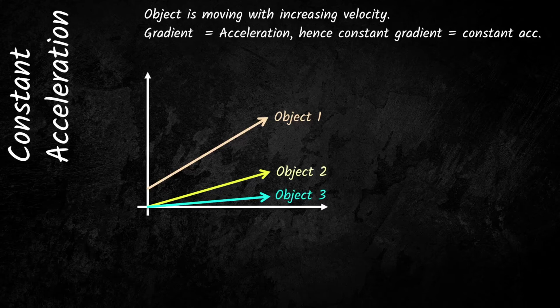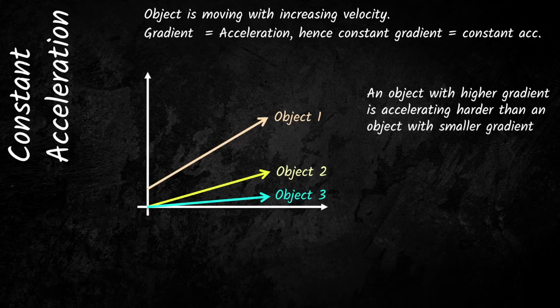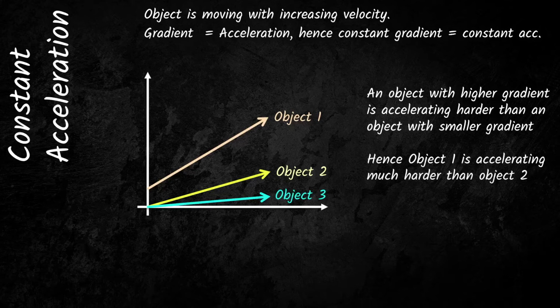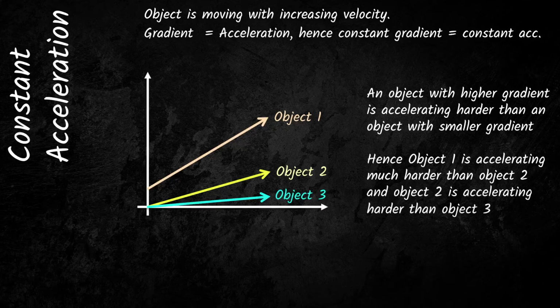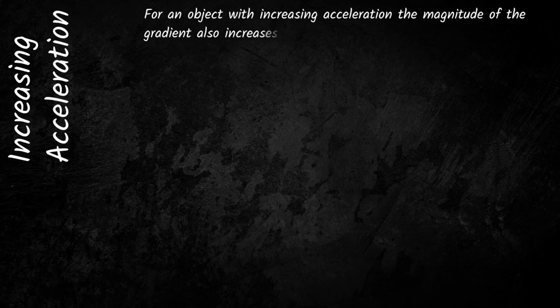So comparing the acceleration of objects 1, 2 and 3, because a higher gradient means your object is accelerating much harder, hence object 1 is accelerating more than object 2. The acceleration of object 1 is more than object 2, and the acceleration of object 2 must be more than object 3. For an object with increasing acceleration, the graph must have an increasing gradient.